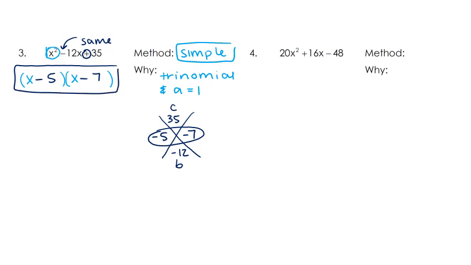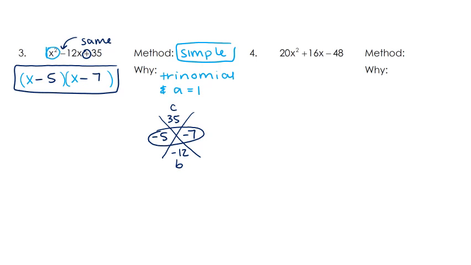So remember, with simple factoring, the numbers from our X go straight into the 2 parentheses, and we are done. Simple factoring, simple steps. Quick answer, okay? Keep that in mind. Now looking at number 4, again, figuring out what method we're going to use here.